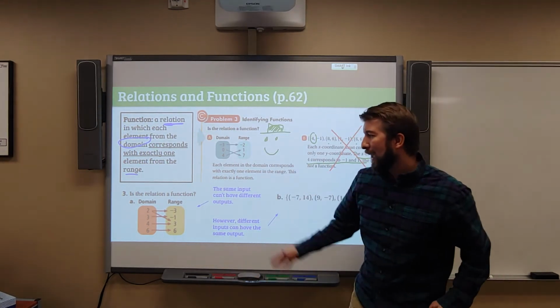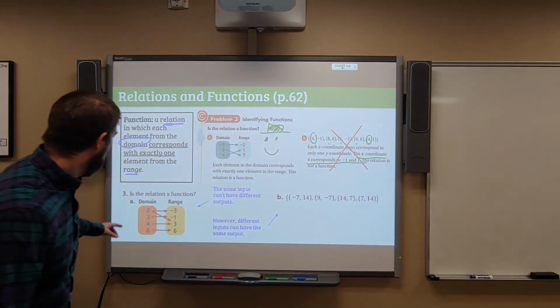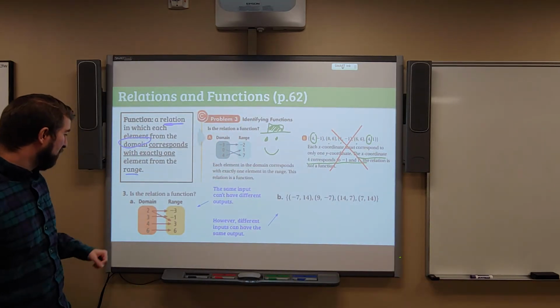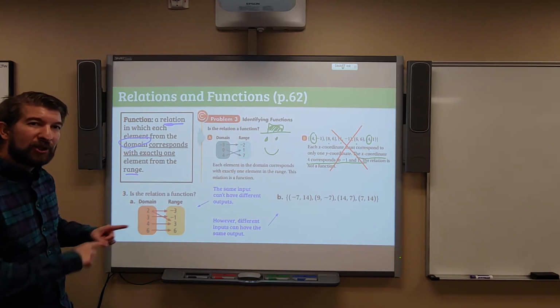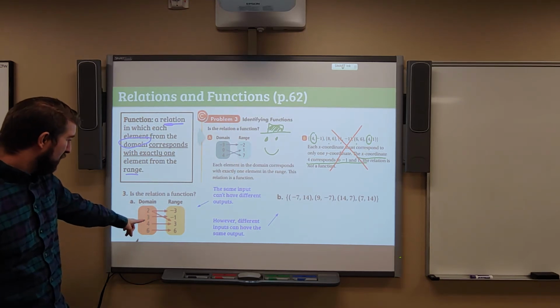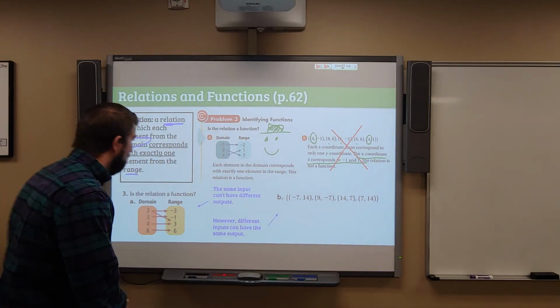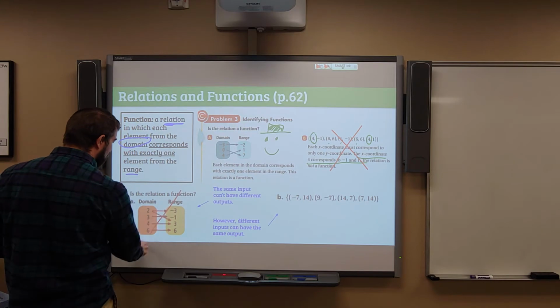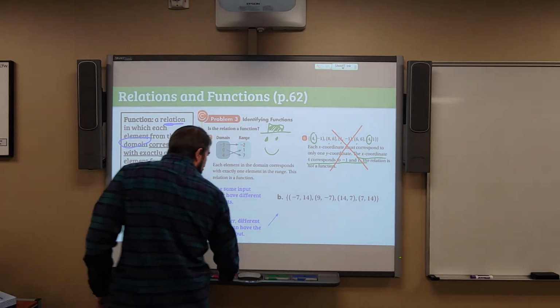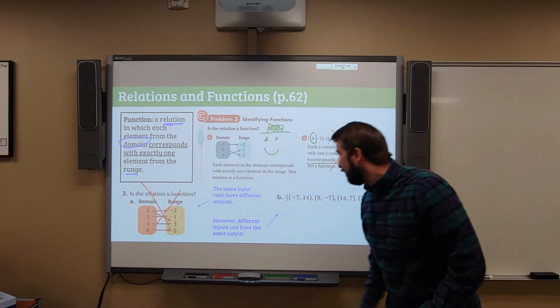All right, down here. Is the relation a function? Notice we have the 2. I can already tell. The 2 has 2 arrows coming out of it. That's not going to be it. Notice in blue, the same input cannot have different outputs. So that is not.